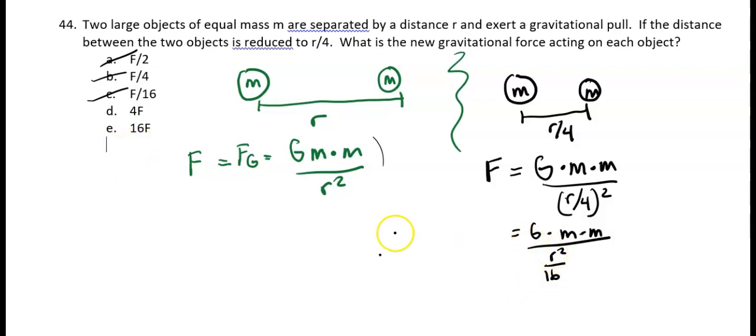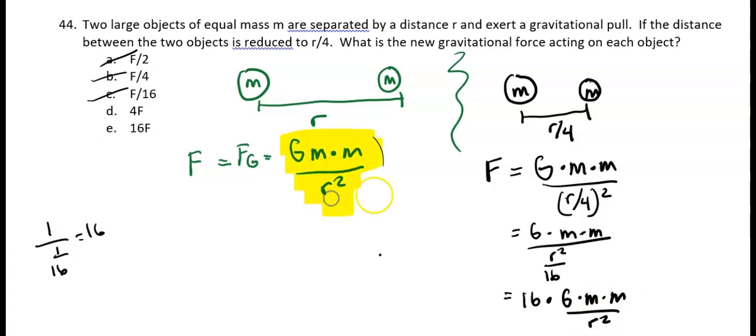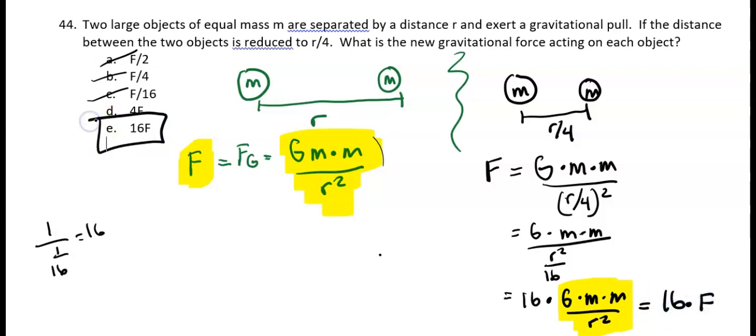So it's like 1 divided by 1 over 16. That's just going to be 16. So we have 16 times G M M over R squared. So it looks like it's 16 times bigger. And what I think about is this whole thing right here is just the same as this whole thing right there. And that whole thing right here we just called F. So for that whole thing that I highlighted in yellow, we can just plug in F. So this is like 16F. And that is our answer right there.